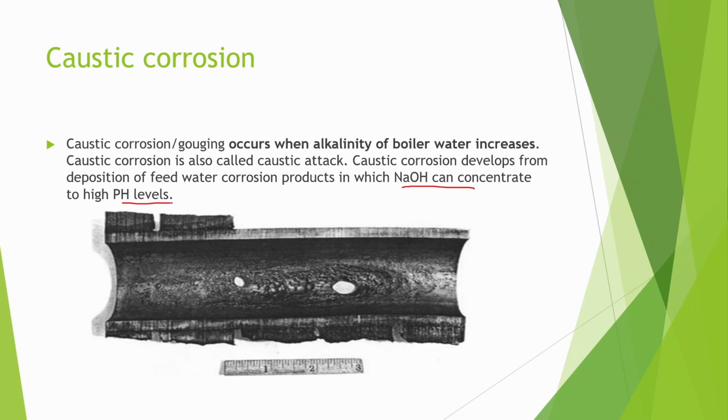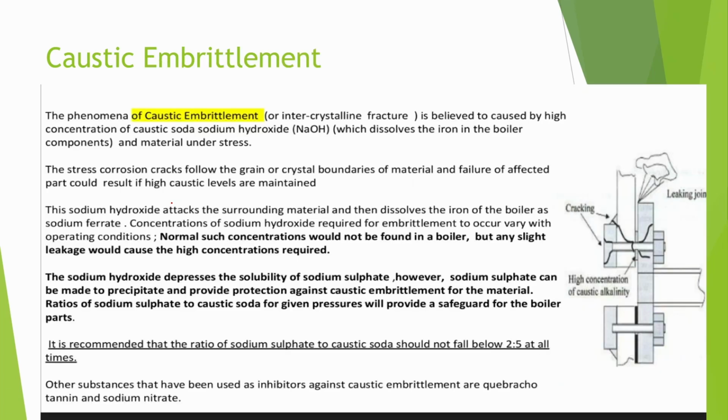And after caustic corrosion comes caustic embrittlement. Caustic embrittlement occurs at a very high concentration of caustic soda, sodium hydroxide. Normally such a high amount of caustic soda is not present in boiler water. So why do we face the problem of caustic embrittlement?